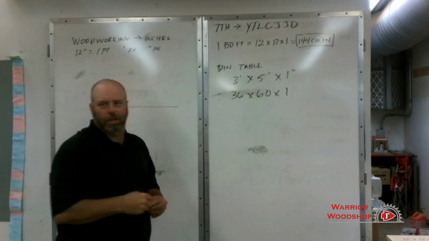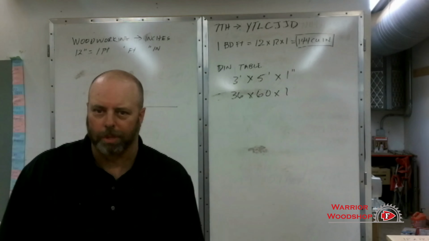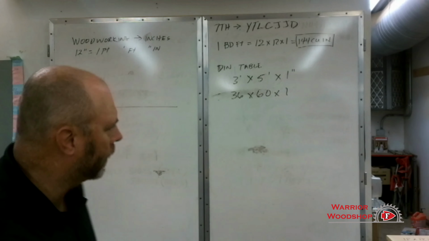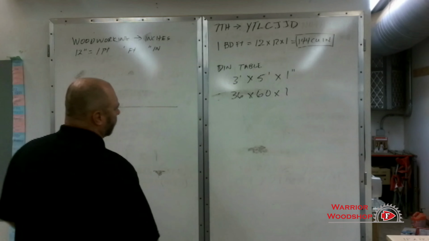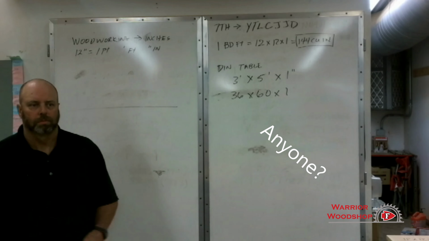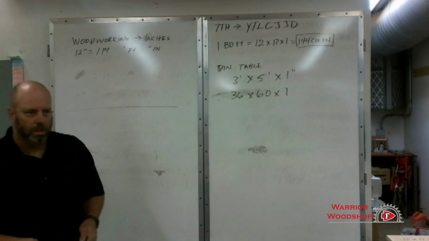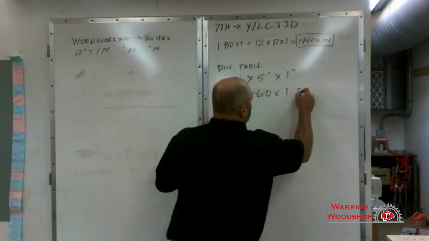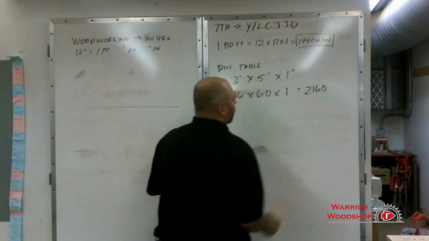That's a little more calculator friendly, isn't it? Somebody give me the answer, please. How many cubic inches is that dining room table? You got it? 2,160. Okay. 2160.